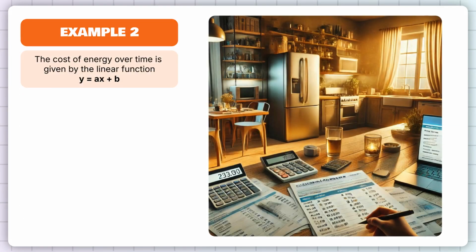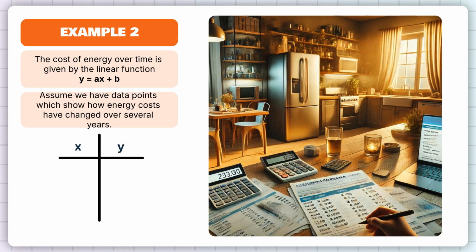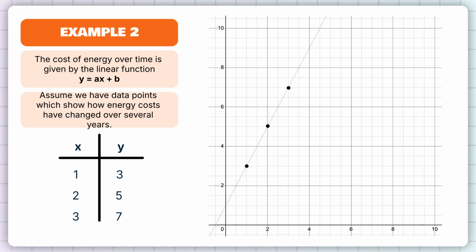Let's look at a financial example involving the cost of energy over time, using a linear function y equals ax plus b. Assume we have data points that show how energy costs have changed over several years. For instance, x could be years and y could be the cost. If we have data for years 1, 2, and 3 with corresponding costs of 3, 5, 7, these suggest a linear relationship because the cost of energy has increased by 2 each year. We can now plot these points and draw a graph to show this relationship.